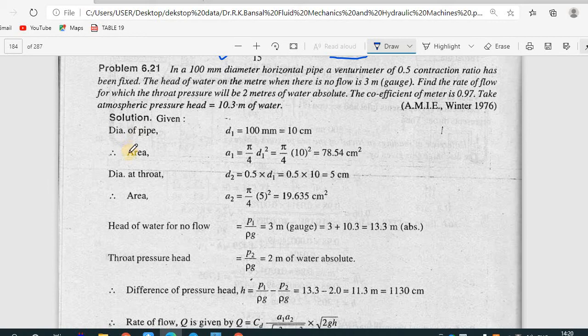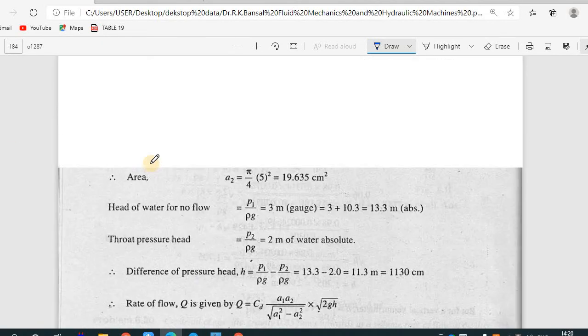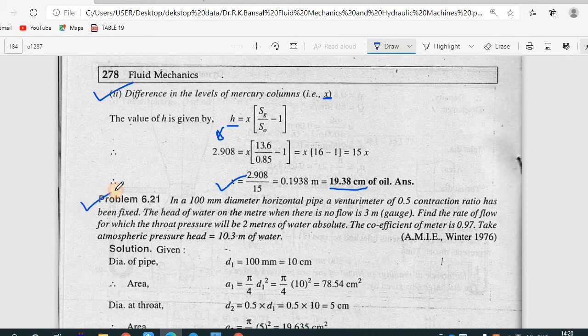This will be the last numerical related to your Venturi meter. After this we will start with the orifice meter and orifice plate. Okay, so the problem says that it is a 100 mm diameter horizontal pipe with a Venturi meter of 0.5 contraction ratio.